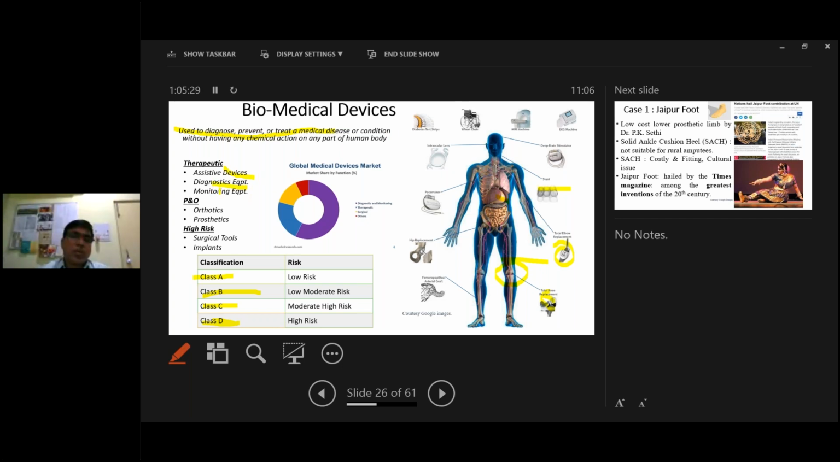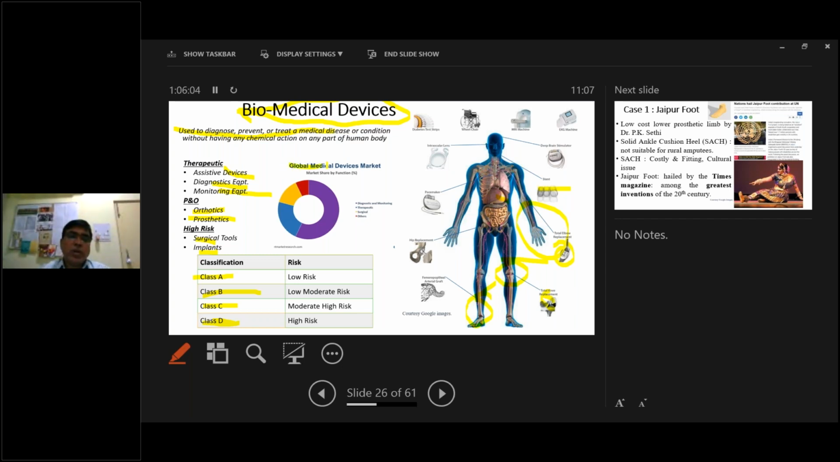On the other hand, there are assistive devices, polio calipers, diagnostic equipment, monitoring equipment, therapeutic equipment. And there are other equipment like orthotics. Orthotics are those assistive devices, and prosthetics are things like an artificial limb or artificial hand. Whereas surgical tools and implants are high risk. So it is up to us in which domain we want to work. But lots of people have used additive manufacturing extensively in this biomedical device domain, and this is one area where it has revolutionized.